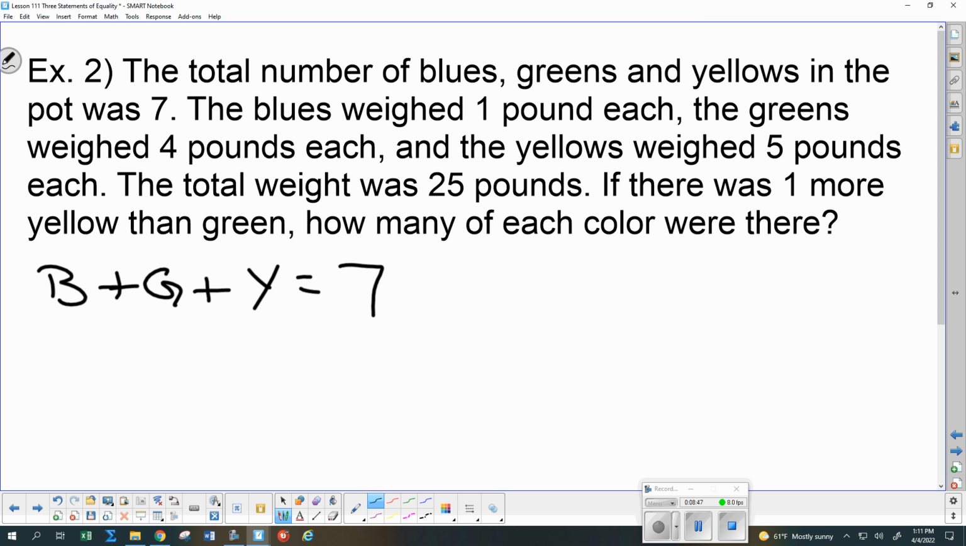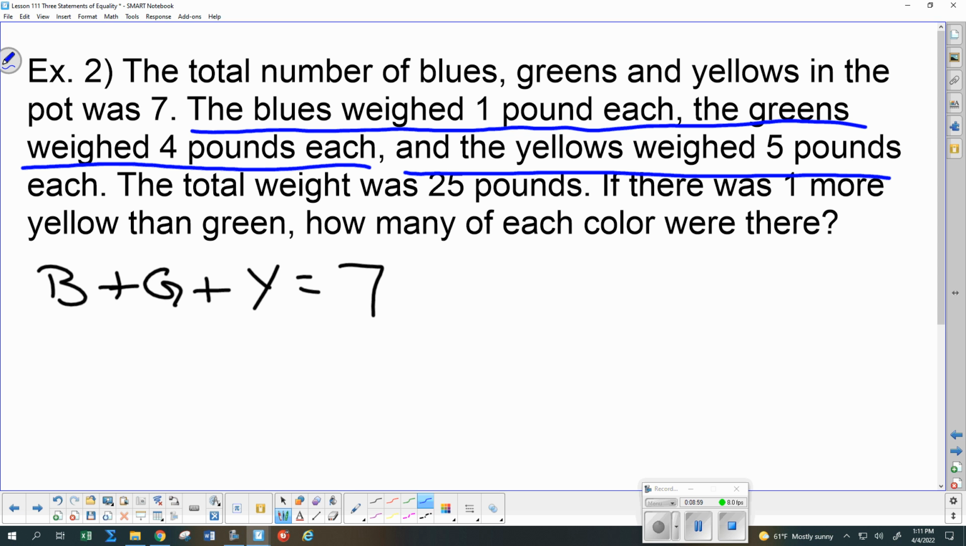Okay, now I need to go to my one about weight. Well, the blues are 1. That's a little hard to work with. Let's move to the greens are 4 pounds each. So if you have one green, it weighs 4 pounds. And I'm going to keep asking you questions till it sounds like everybody's answering. One green weighs 4 pounds. 2 greens weigh, 3 greens weigh, 4 greens weigh. Not everybody's answering yet. 5 greens weigh, 100 greens weigh.